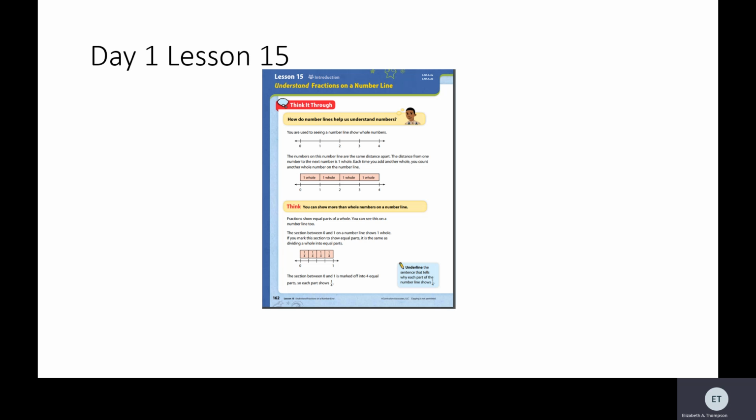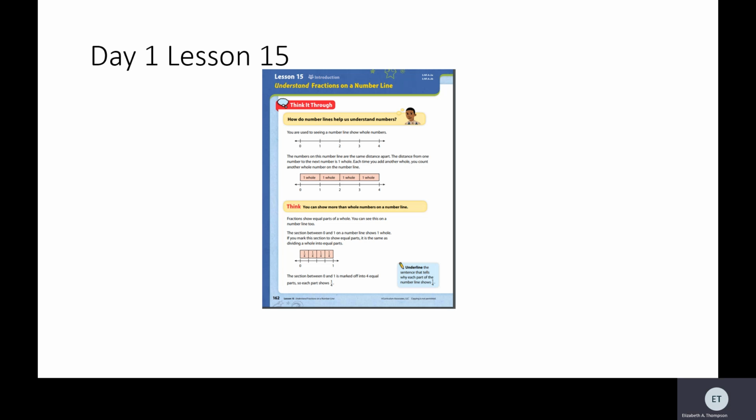Now you can show more than whole numbers on a number line. Fractions are equal parts of a whole. You see this on a number line too. The section between 0 and 1 on the number line shows 1 whole. If you mark this section to show equal parts, it is the same as dividing a whole into equal parts.